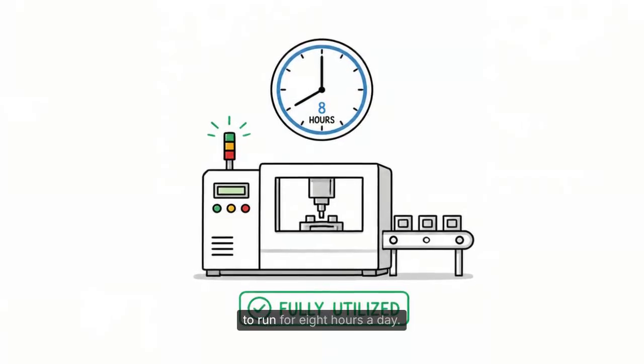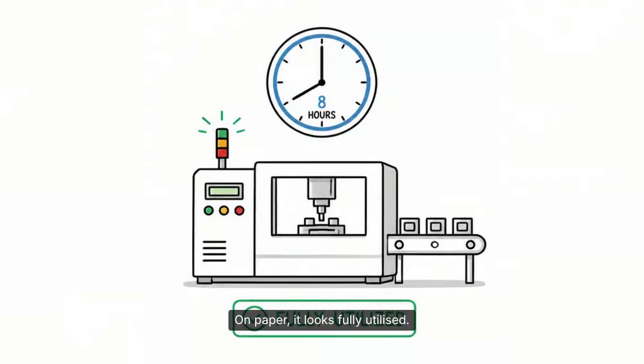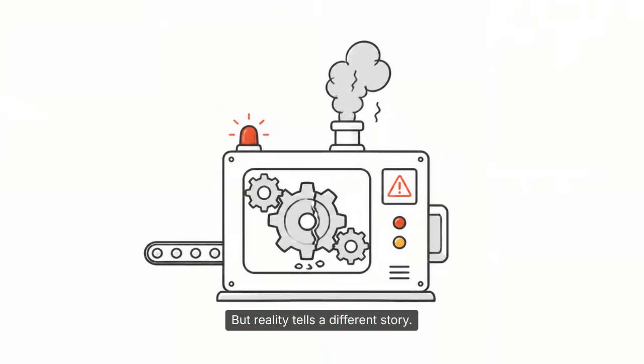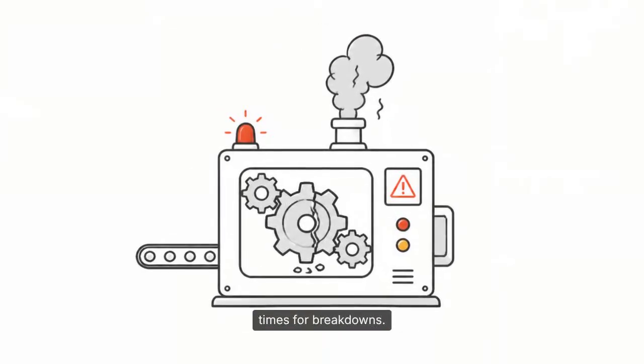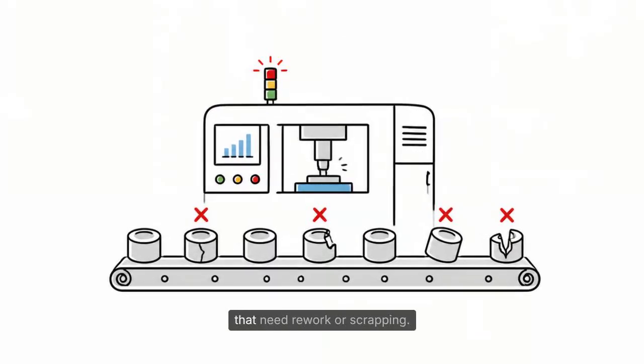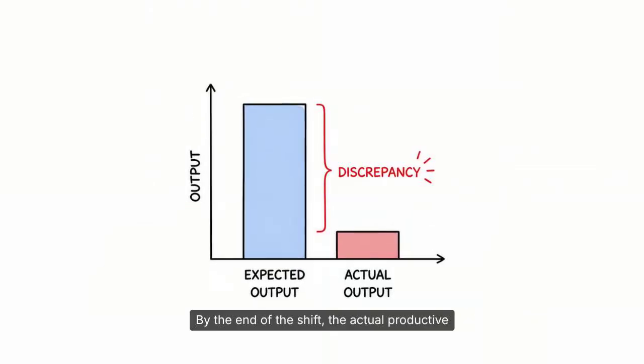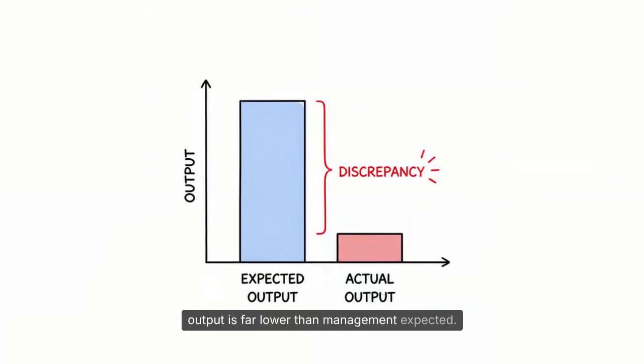Imagine a machine scheduled to run for 8 hours a day. On paper, it looks fully utilized, but reality tells a different story. The machine stops several times for breakdowns, runs slower than expected, and produces defective parts that need rework or scrapping. By the end of the shift, the actual productive output is far lower than management expected.